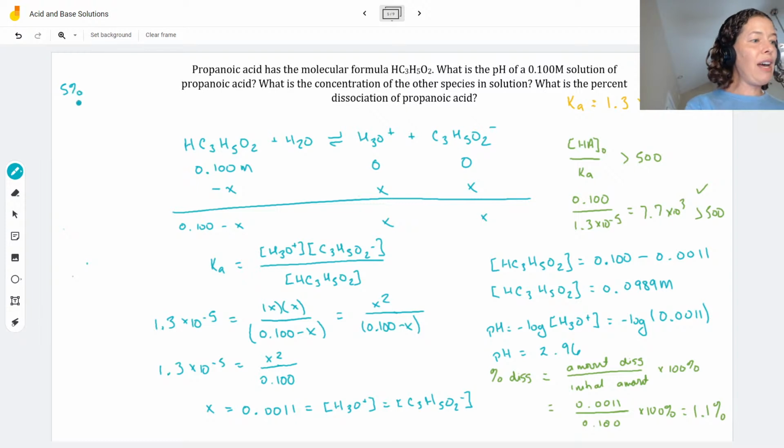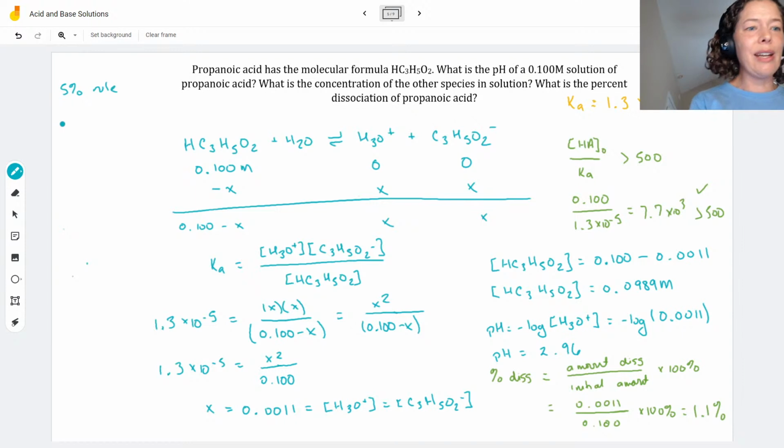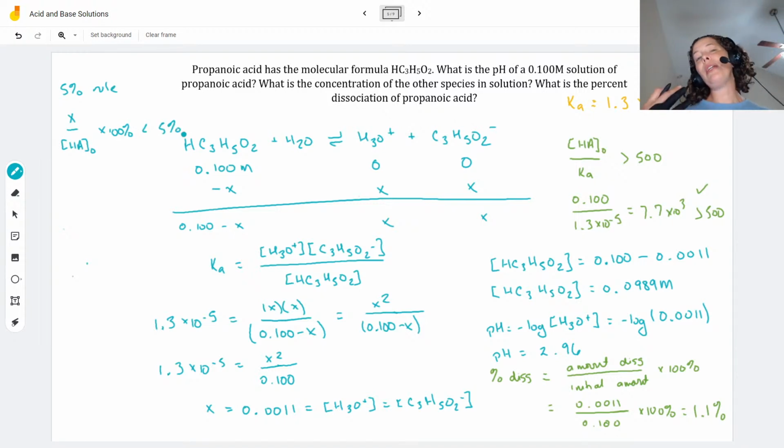So the 5% rule is, now you have to do the 5% rule after you've calculated x, so just FYI on that. If you take your value of x that you calculated and you put it over your initial concentration of your acid times 100%, if that is less than 5%, then that means your assumption is okay, it's fine to assume that, and it doesn't introduce enough error into your calculation to actually make a significant impact.